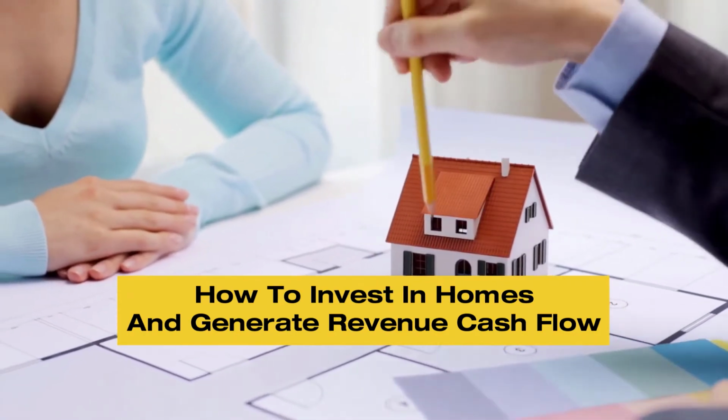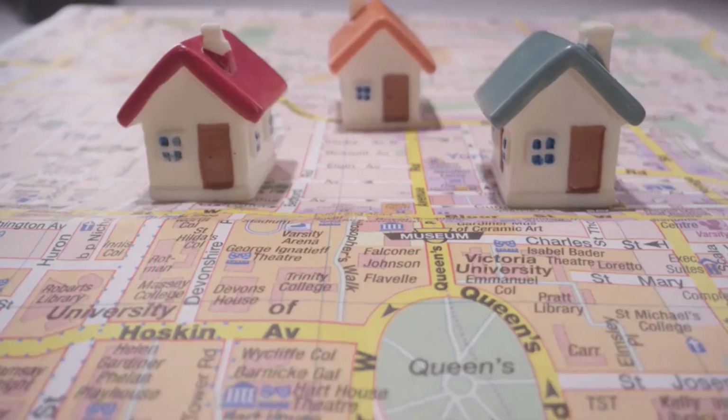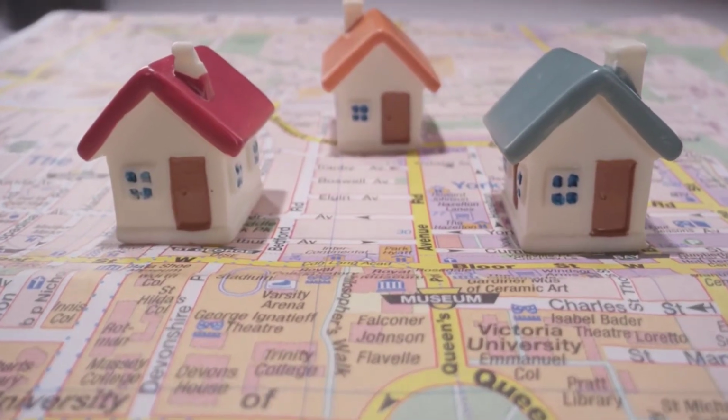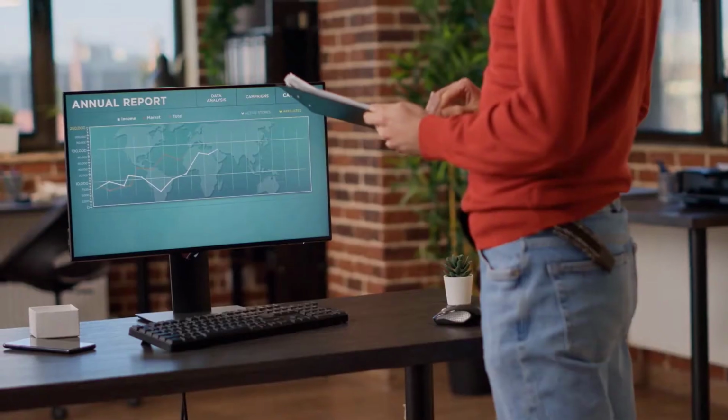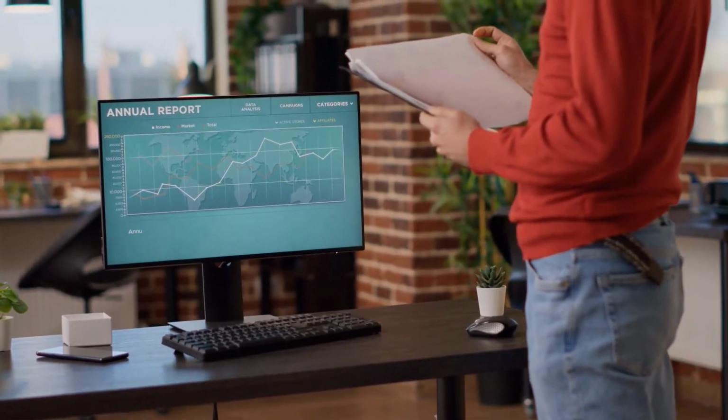How to invest in homes and generate revenue, cash flow. Now, one of the great things about real estate is that there's many different ways to invest. In other words, you're going to have options. So some people don't want to actually invest in property, but they do want to invest in real estate. For example, they want to hire a professional manager to invest their money, and so they want to still be involved in income property. So how do they do that?